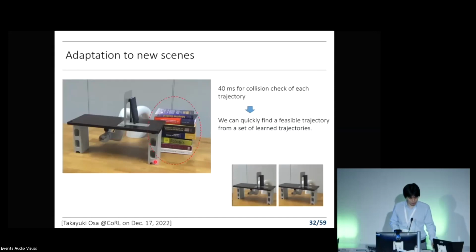The benefit of discovering diverse solutions is that we can quickly adapt to changes in the environment. For example, if we add a new obstacle in the scene, then some of the solutions cannot be used anymore. But if we have a set of feasible trajectories, we can quickly find a usable one. I think this setting is very realistic if we have a fixed manipulator in an environment where we have a static object and movable objects.